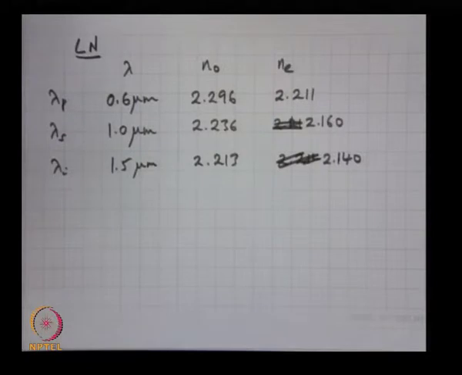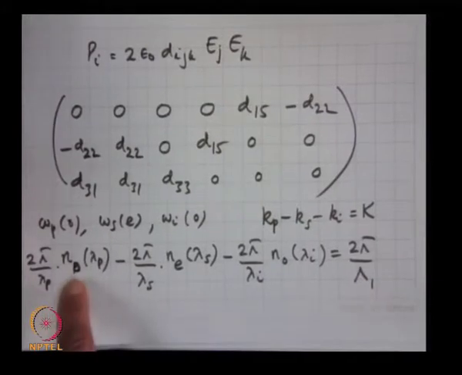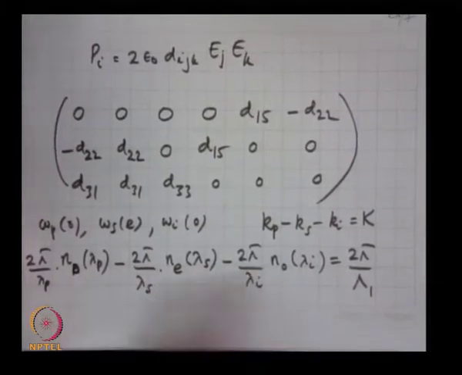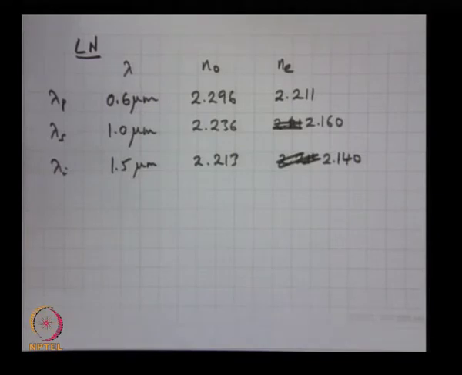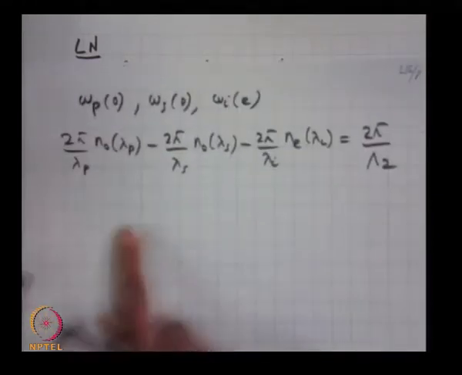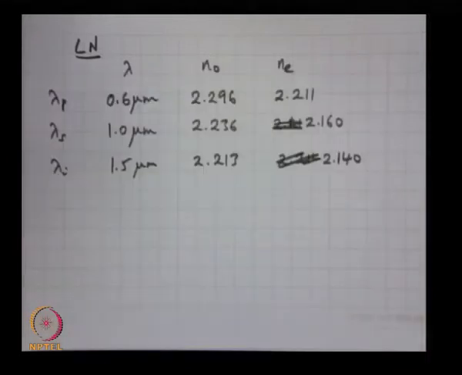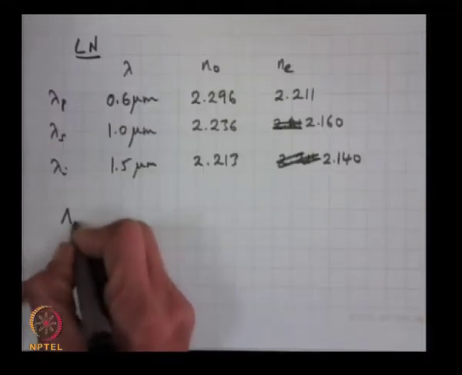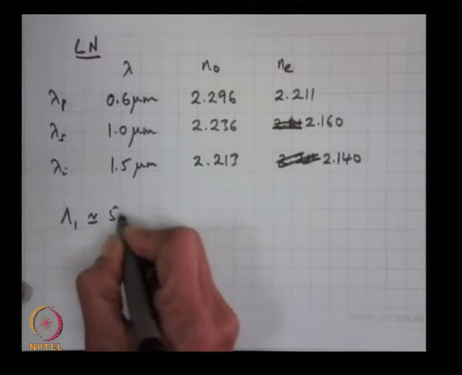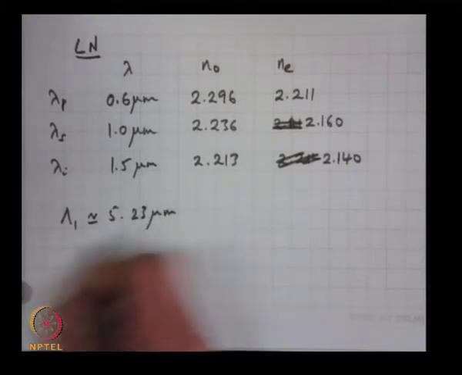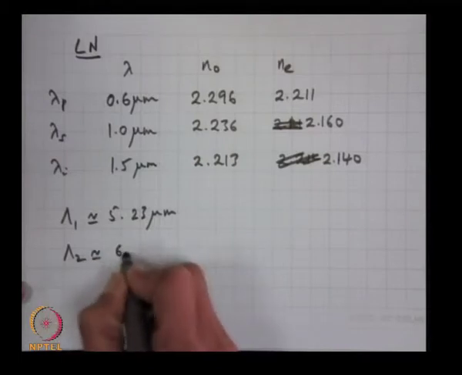I have actually calculated this from the Sellmeier equation for the ordinary and extraordinary indices of lithium niobate. So these are estimated values. I can use this equation to calculate lambda 1 because I know ordinary and extraordinary indices at the 3 wavelengths. And similarly, I can also use the second equation to calculate capital lambda 2. And what I will find is lambda 1 comes out to be 5.23 micrometers, and lambda 2 comes out to be 6.1 micrometers.